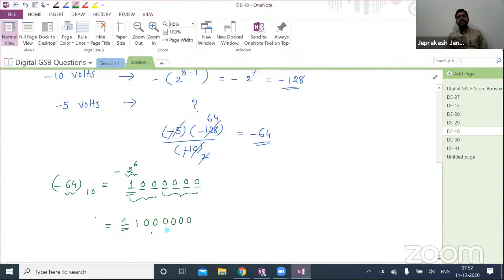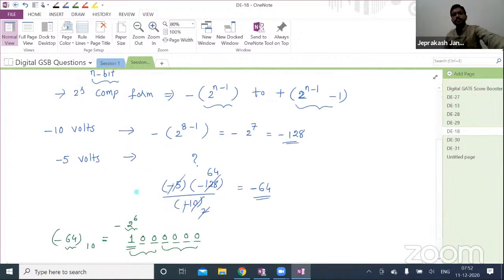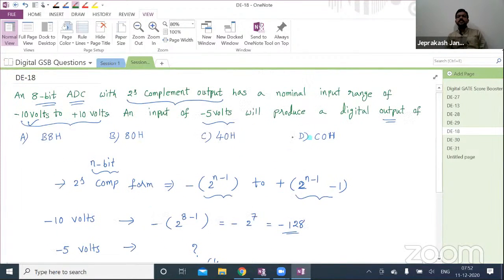Now, if you do the grouping of 4 bits, you will get the corresponding hexadecimal digits. So 1100 is nothing but C. 4 zeros is nothing but 0. So C0 base 16. In microprocessors, we represent hexadecimal with the letter H. H stands for hexadecimal. In number systems, we represented numbers with the number within brackets and the base as a suffix. In the microprocessor, we will represent it like this: either this representation or this one, both are the same. C0H. So that means option D is the correct one.